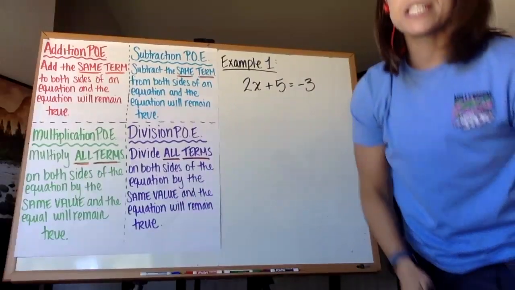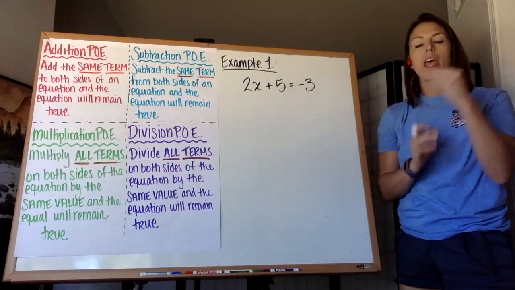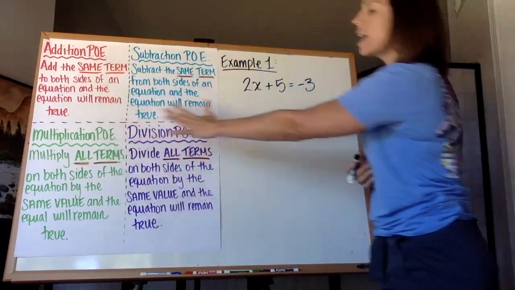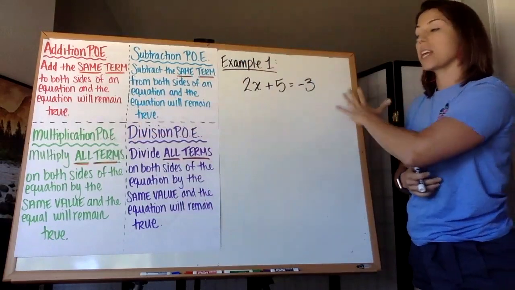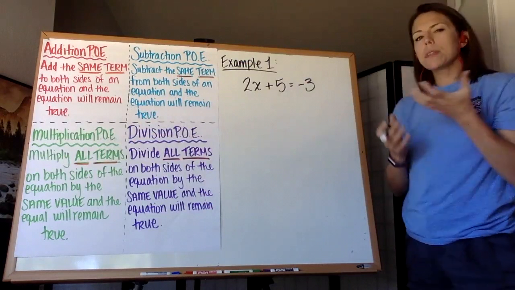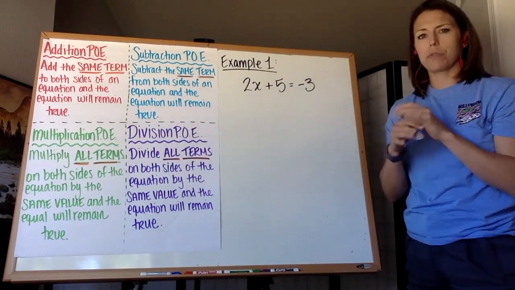All right, for our first example, you're going to write down 2x plus 5 equals negative 3. And so that we keep these in mind, I went ahead and put all of our properties of equality on the left-hand side of the board so that we can actually try something, right? There's a couple things that we could do here, but which one makes the most sense to do first?